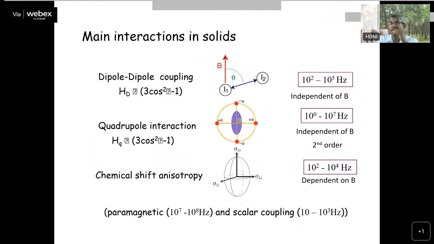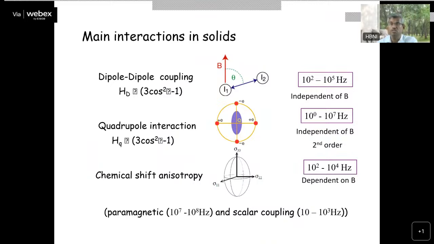Another interaction is the quadrupole interaction, which is quite dominant and quite popular in solid state NMR. As I mentioned, I think 60 to 65% of the nuclei in the periodic table have nuclear spin greater than half. Once the nuclear spin is greater than half, the charge distribution is asymmetric, and this leads to a quadrupole moment, and you will get prolate. You might have heard about prolate and oblate shapes.